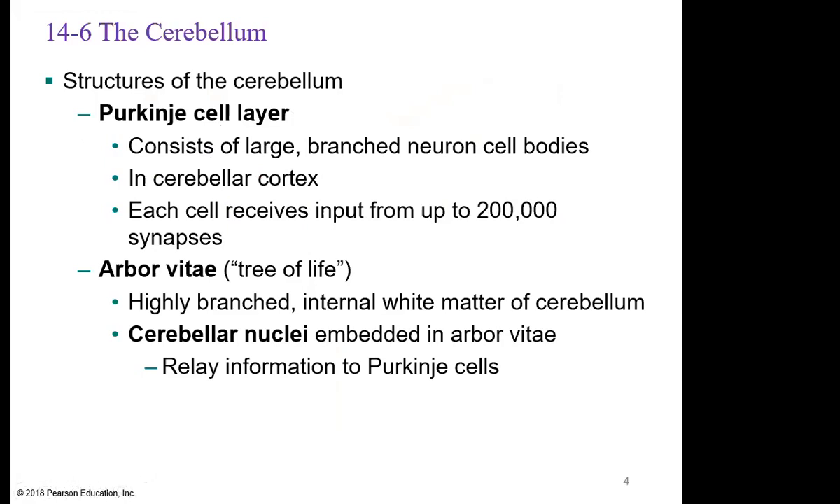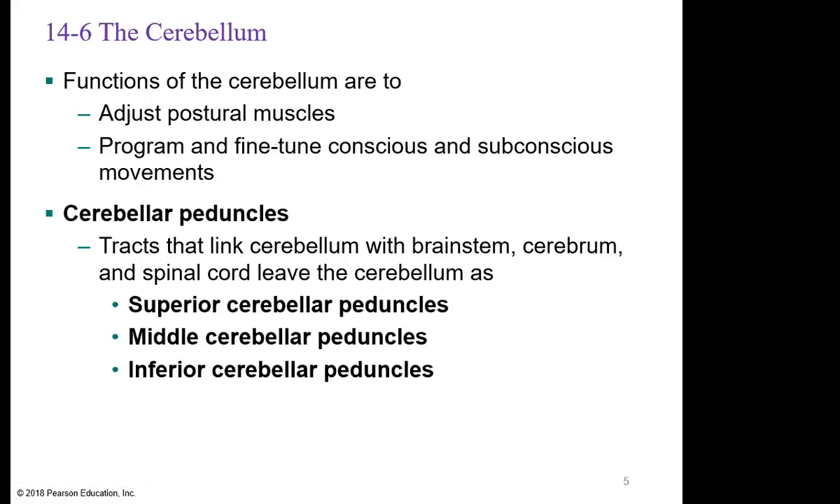The arbor vitae, or vitae, depending upon where you're from, also known as the tree of life. This is just an AKA, the tree of life. This is highly branched white matter. Okay, so that myelinated axon, the white matter within the cerebellum. They call this the tree of life because it literally looks like a tree. This is going to have cerebellar nuclei that will relay information to these Purkinje cells so that we can have our synapses working appropriately within that cerebellum. Again, the functions of the cerebellum: adjust postural muscles and then program and fine-tune conscious and subconscious movements.